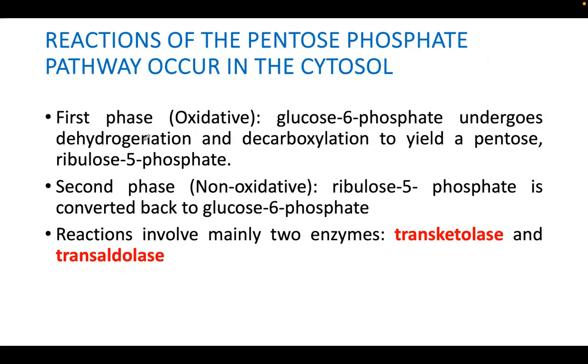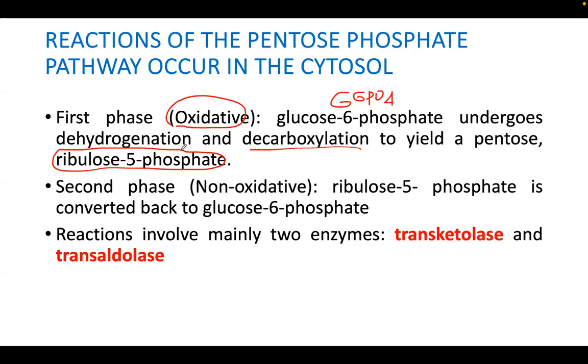Now, let's talk about some details mentioned in the mother textbook. The first phase, which is the oxidative phase, involves a couple of reactions. This first involves the dehydrogenation of glucose 6-phosphate. After the dehydrogenation of glucose 6-phosphate is the decarboxylation. So memorize the two reactions in the first phase, dehydrogenation and decarboxylation. Now, always remember the product of the first phase is ribulose 5-phosphate.